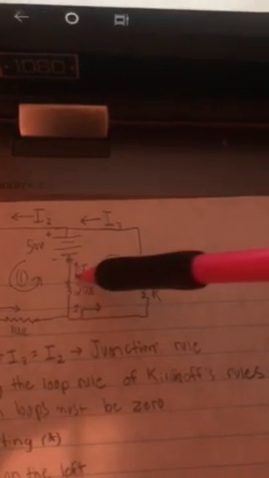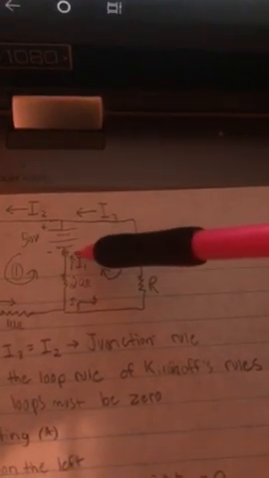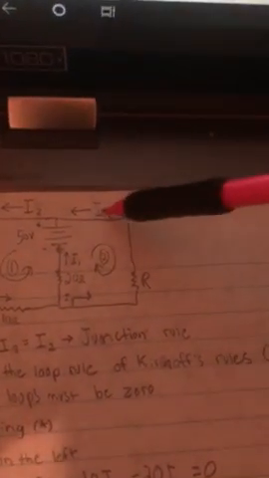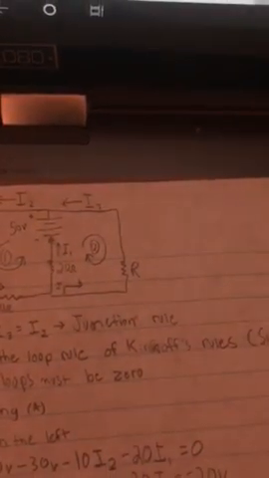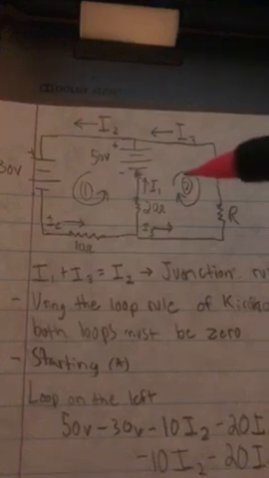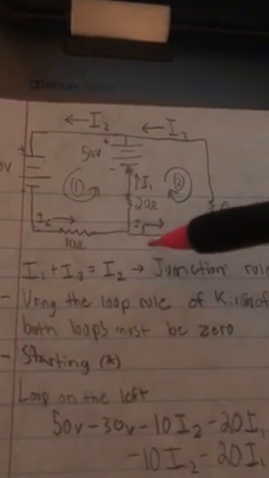We're told that I1 goes up, and we wrote this as I3 and this as I2. And using the junction rule, we know that I1 plus I3 equals I2.